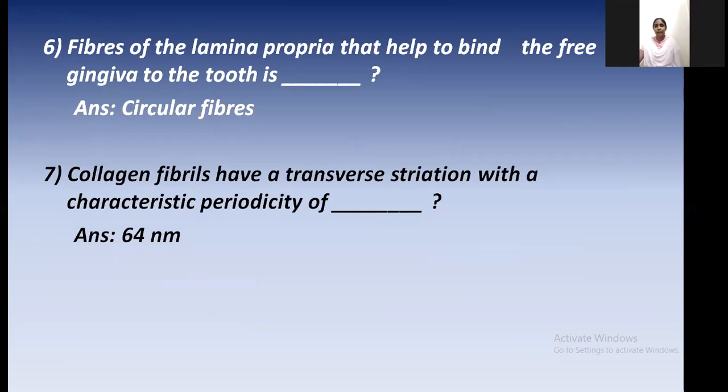Question number 6. Fibers of the lamina propria that help to bind the free gingiva to the tooth is dash. Answer is circular fibers. Question 7. Collagen fibers have a transverse striation with a characteristic periodicity of dash. Answer 64 nanometers. That's all for this class, students.